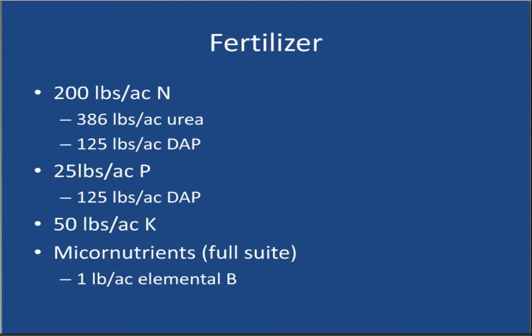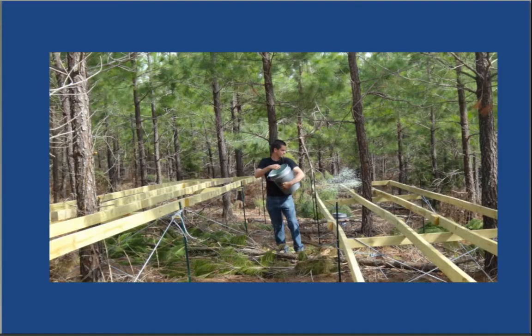The fertilizer was applied this spring, and we put down 200 pounds of N, 25 pounds of P, and 50 pounds of K. We also put down a full suite of micronutrients, applied at a rate of 1 pound of boron per acre. And here's a picture from Virginia showing the application of the fertilizer. Luckily, we had the forethought to spread the fertilizer before putting the covers on the excluders.